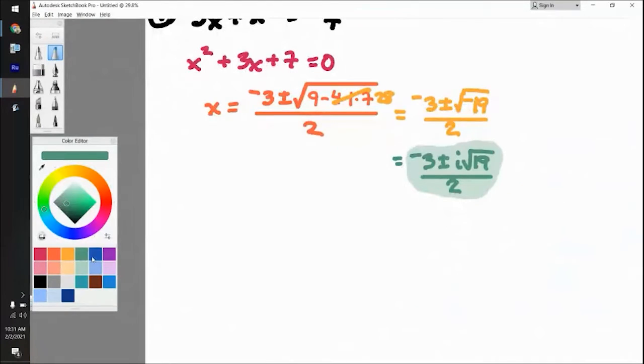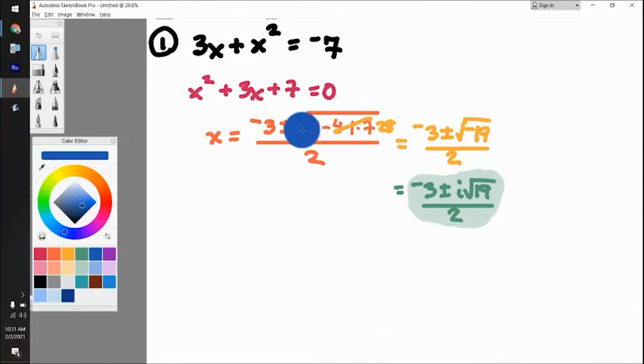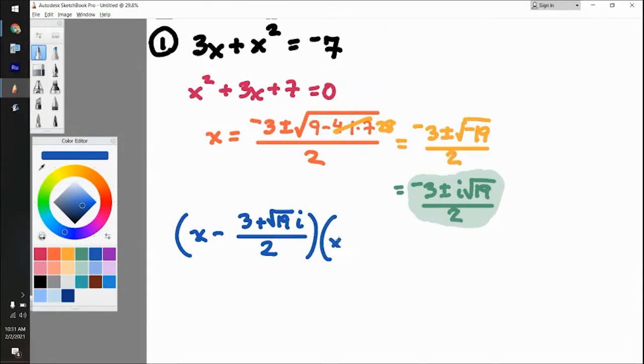What we're going to do here is to write this in factored form. So that original equation, you could write it as this. It would be x minus 3 plus root 19, I forgot the i, throw the i in the back this time. Well, that's the plus version of it. And then you also have to do x minus the minus version of it.